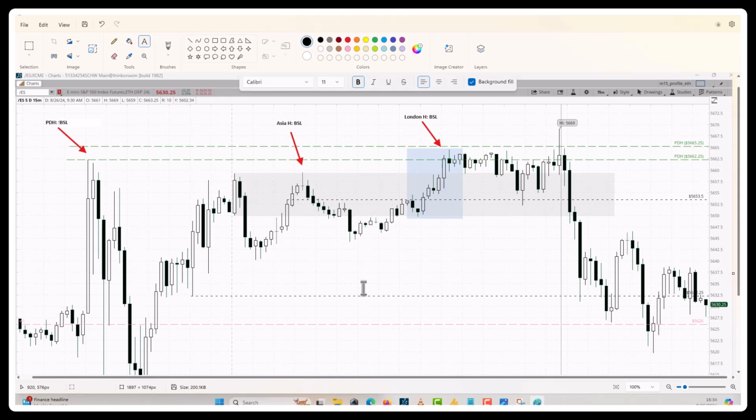So basically we can call it ICT liquidity raid, because it's mixed between model 1 and model 2, so liquidity raid.